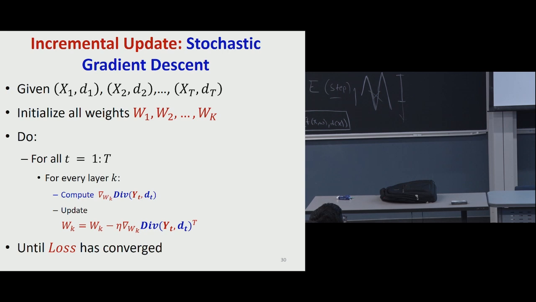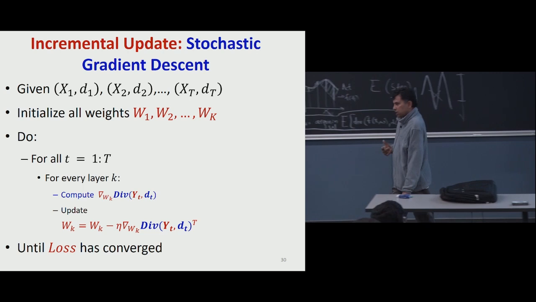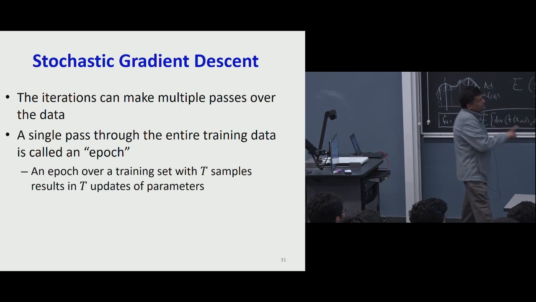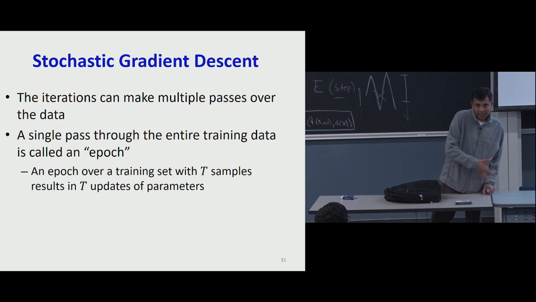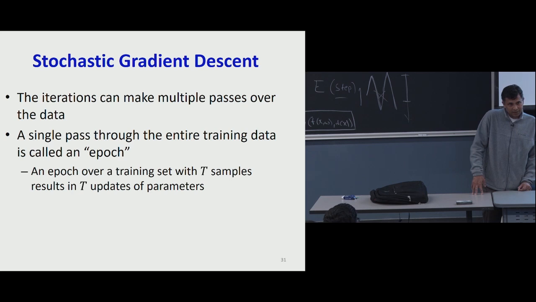The pseudocode sort of explains this. Observe that I'm looping over all of the training instances, and we are making updates to the parameters after each training instance. Now, when you're doing this, the iterations can make multiple passes over the entire data. So we've got nomenclature. When you make a single pass over the entire data, we're going to call it an epoch. Within an epoch, you're going to have many observations. You would make an adjustment for every observation. So if you have t training instances, you would be making t updates within an epoch.